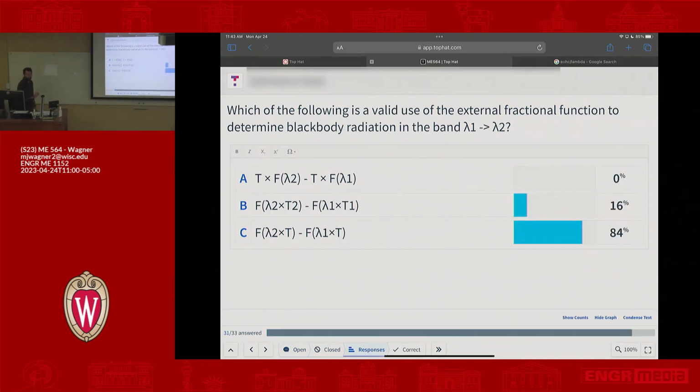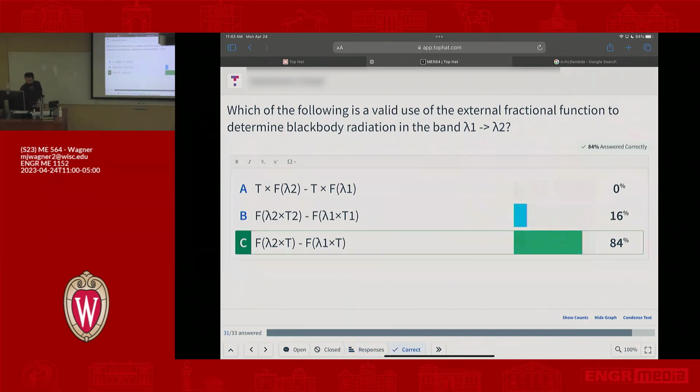Most people think it is the last one here. A few people think this one. Nobody thinks this one, so this is wrong. I can just show you what the answer is. You are almost all right. This one everybody agrees is wrong.